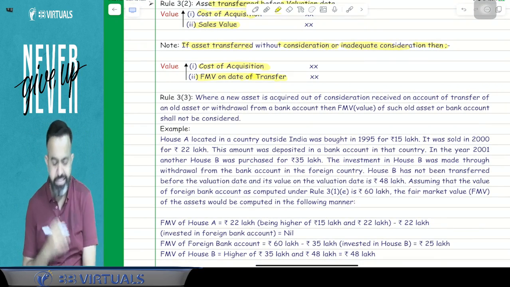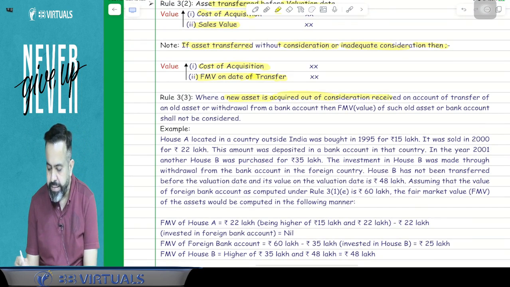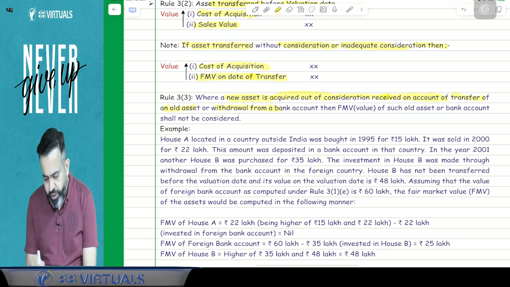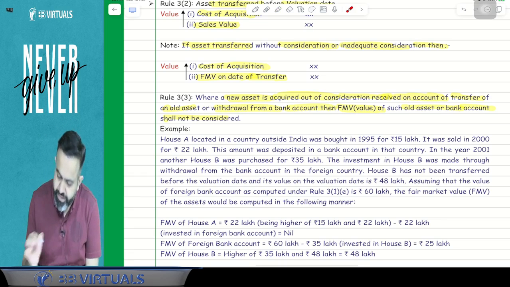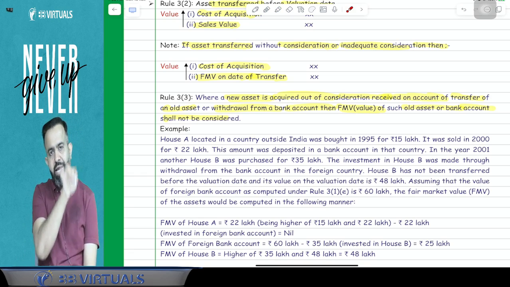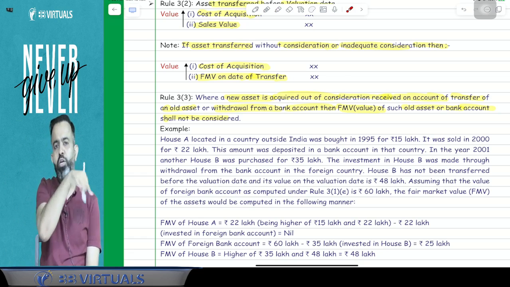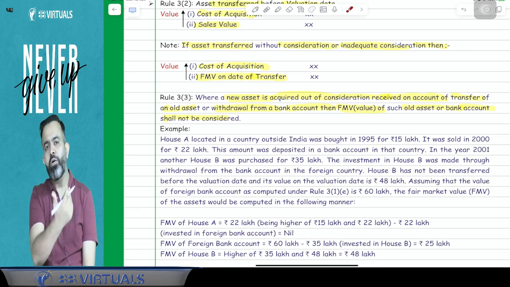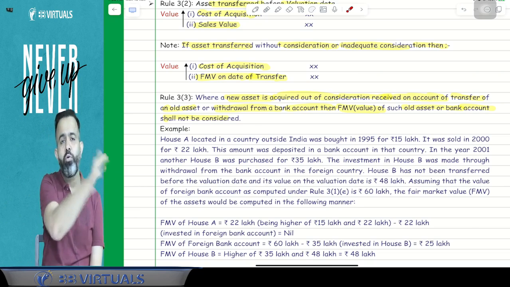Here rule number 3.3 says that where a new asset is acquired out of consideration received on account of transfer of an old asset or withdrawal from the bank account, then the FMV of such old asset or bank account shall not be considered. They are saying that suppose an old asset is transferred and from that money you acquired a new asset, so the new asset value will be considered, and the old asset will not be considered. Or suppose from the bank account you withdrew something and acquired the asset, and this asset is considered, then the bank account will not be considered.